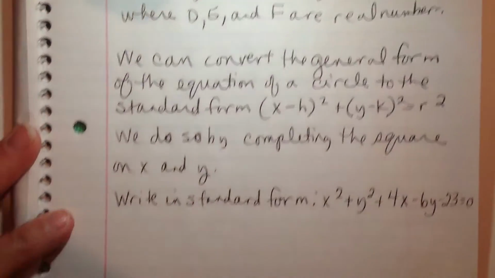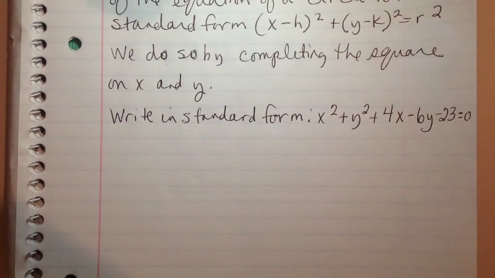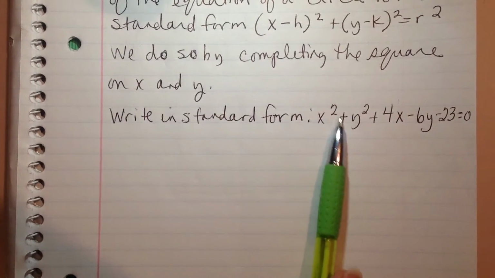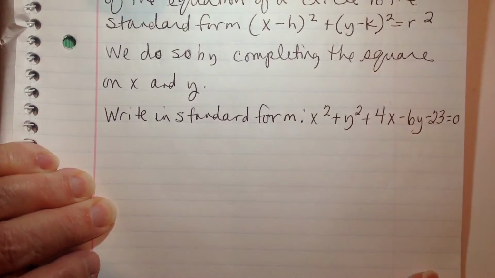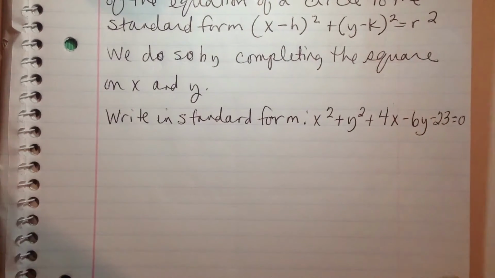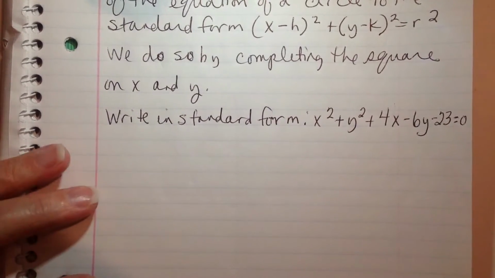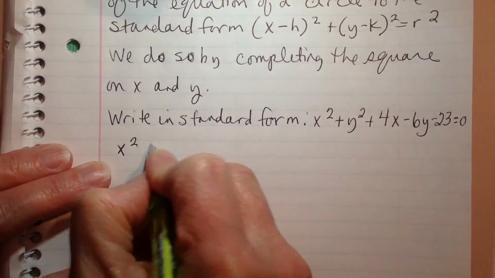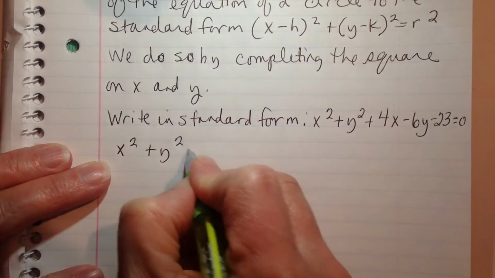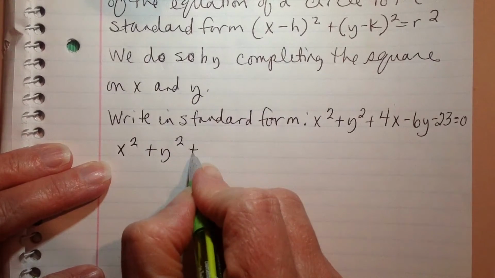So let's look at a problem here. Write in standard form x² + y² + 4x − 6y − 23 = 0. On this problem, I'm going to go ahead and rewrite it over here. This is our general form.